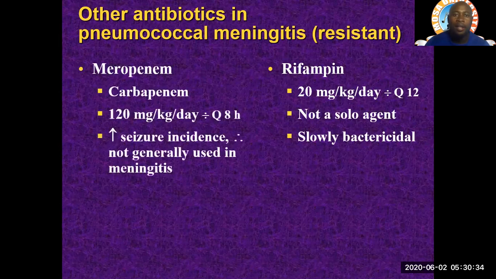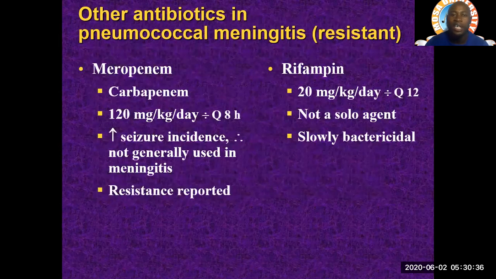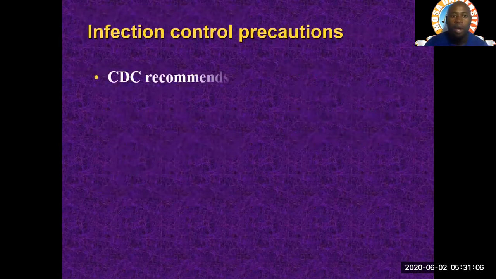Let us also look at other antibiotics in resistant pneumococcal meningitis. We talked about rifampin there, which is slowly bactericidal. We also talk about meropenem, a carbapenem, which has an increased incidence of seizures, and this is why we do not usually use it in meningitis. Also, there have been reports of resistance.